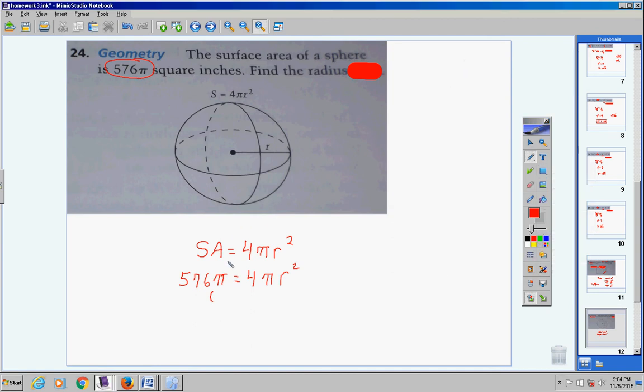Sorry guys, I had to pause the video. Do not put 3.14 in for pi and then multiply it times this. That's not what you want to do. Just leave the pi there, okay?